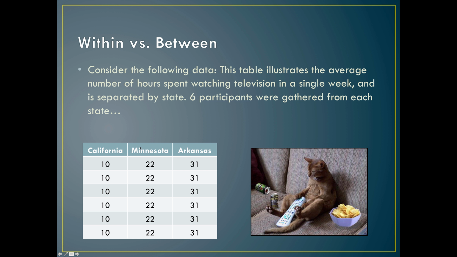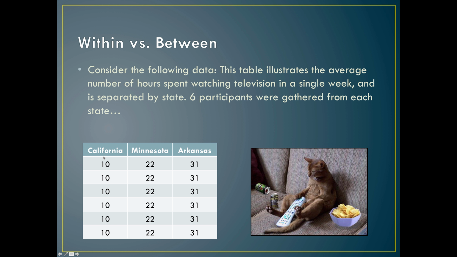Then you go to Minnesota, and every single participant tells you that they watch an average of 22 hours of TV per week. You go to Arkansas and they're watching 31 hours of TV per week, but all of them watch the same amount of TV, which is of course a lot of TV. Probably it's either too boring there or too dark or too cold, whatever it is, but they're definitely watching a lot of TV. But the idea here is what?